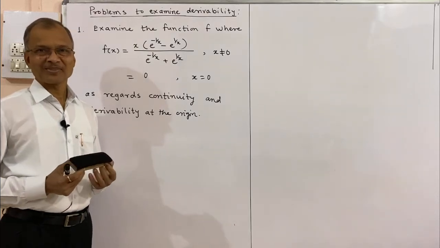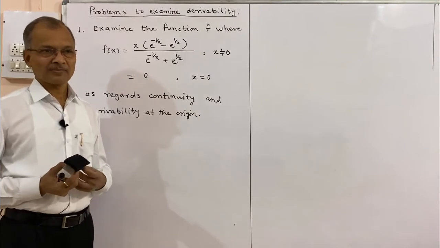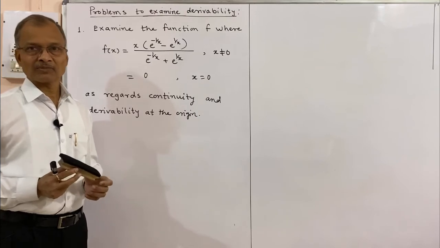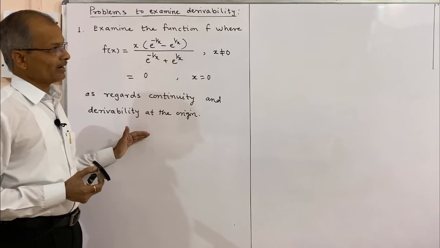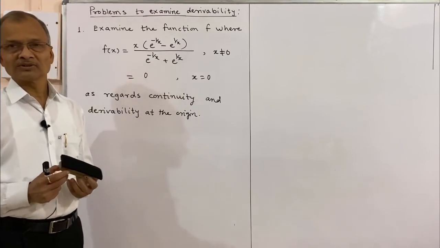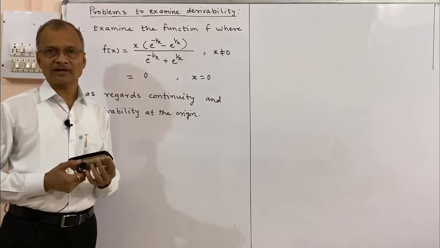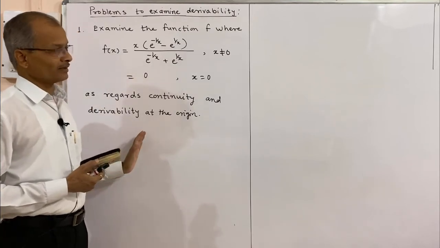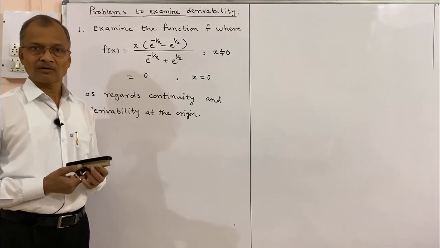Hello friends, last time we started the chapter of differentiation in the paper of differential calculus. We have defined the derivative of a function, and we have defined the right hand derivative and left hand derivative. The derivative of a function exists if the right hand derivative is equal to the left hand derivative, that we have seen. And also we have seen that differentiability implies continuity, but the converse is not true.